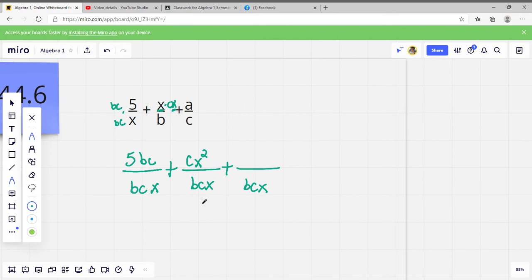All right, now for this one, I've already got the c. I need to multiply times bx and times bx up here. So cbx for the new bottom. This will be abx. Now when I put these together, I don't have any like terms that I can combine. So my bottom is just cbx, and then I'd have 5bc plus cx squared plus abx. So basically, I'm just pulling each one of those terms over there and putting them together.